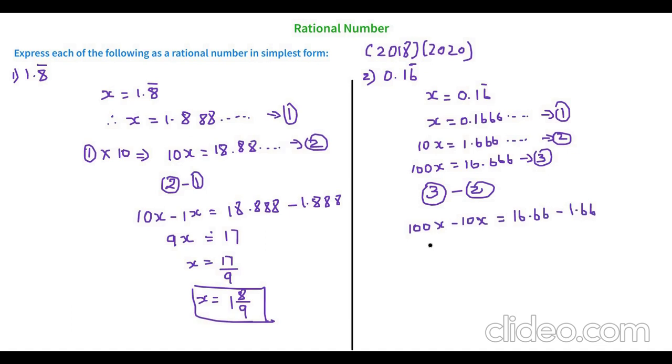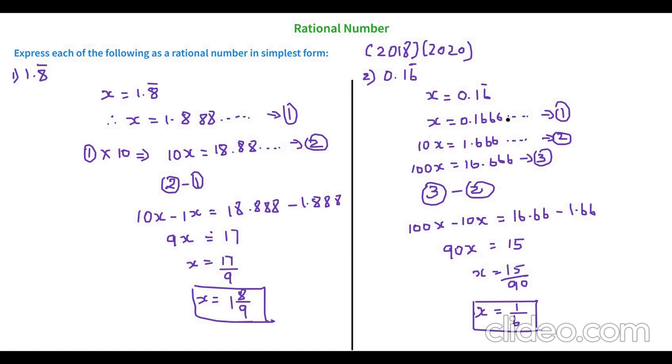So we subtract these two equations. 100x minus 10x is 90x, equals 16.66 minus 1.66, which becomes 15. So x equals 15 by 90. When further simplified, x equals 1 by 6. This is our final answer. We can write 0.16 dash equals 1 by 6. This is the lowest form of it.